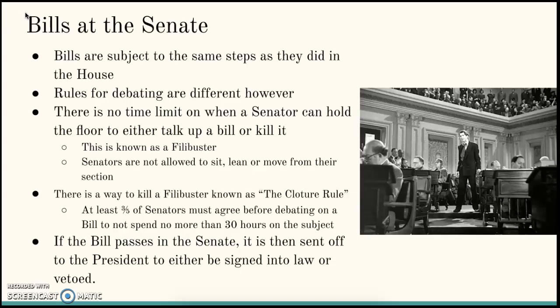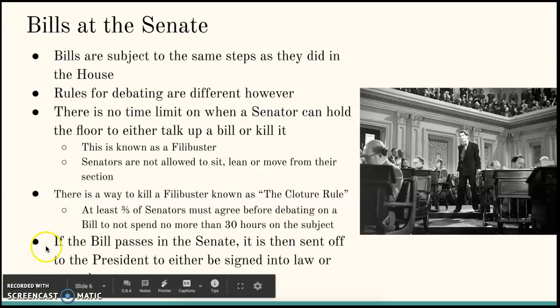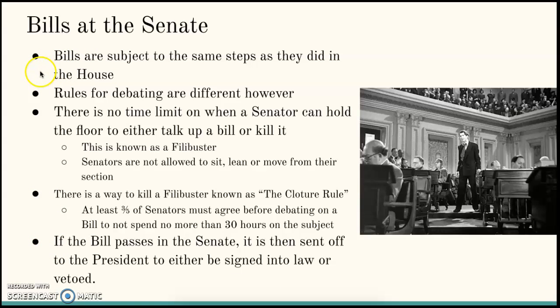Once the bill is passed and agreed upon by the senators, it is finally sent off to the president to either be signed into law or vetoed. And here's where we leave off for the Senate and Congress. Next week we'll move into the executive branch.